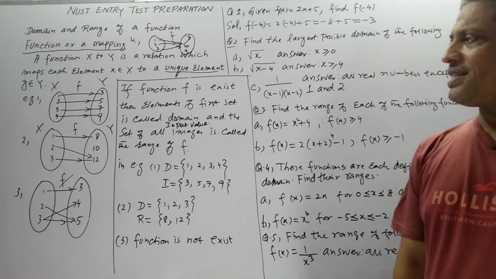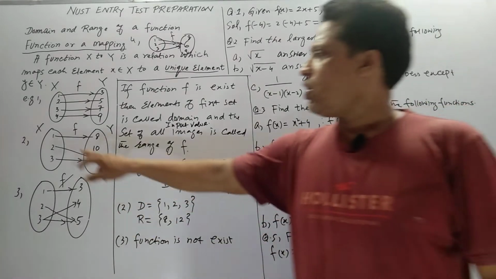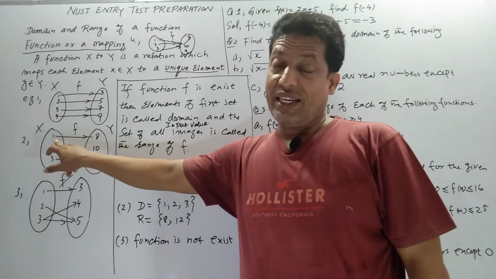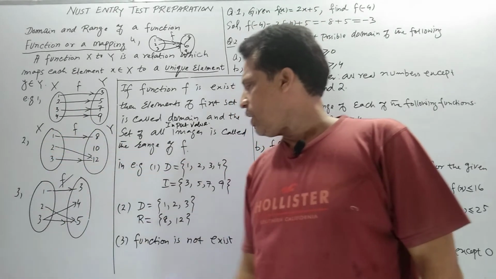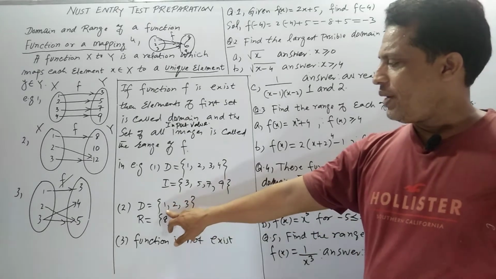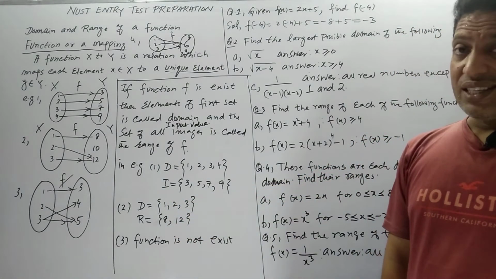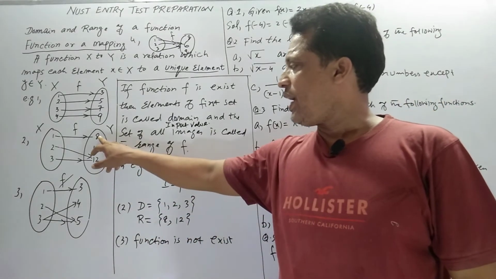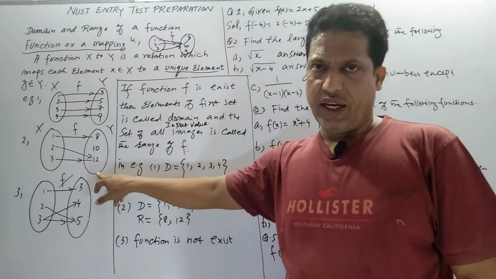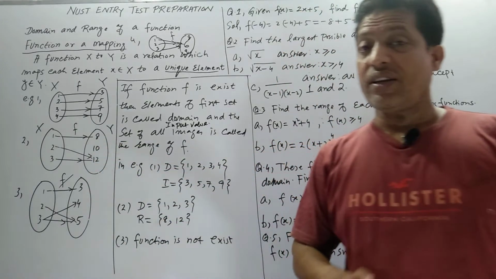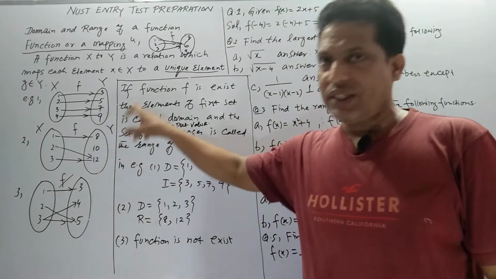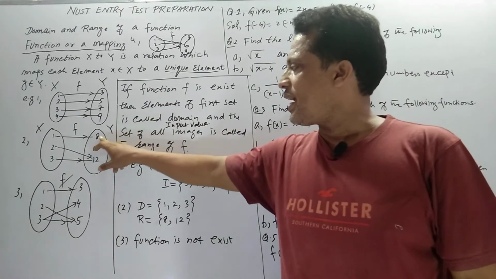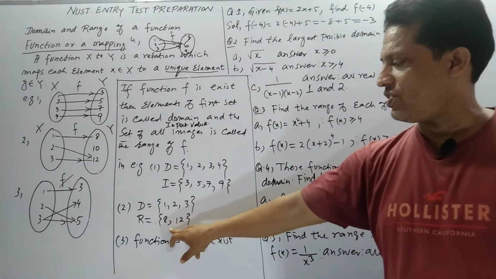Now in the second set, what is the domain? The input values are 1, 2, 3. Therefore, the domain is 1, 2, 3. But what is the range in example number 2? 8 and 12 only, because 10 is not taking part. Therefore, we exclude 10 and just take 8 and 12 as the range.